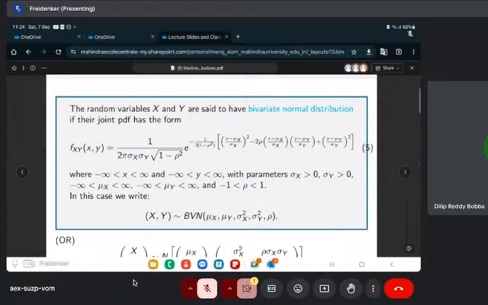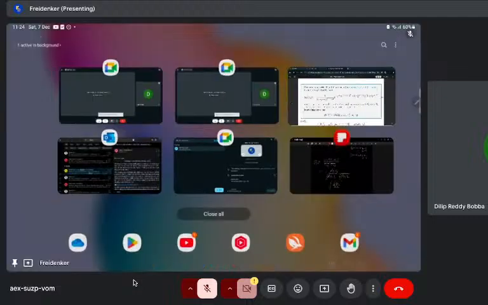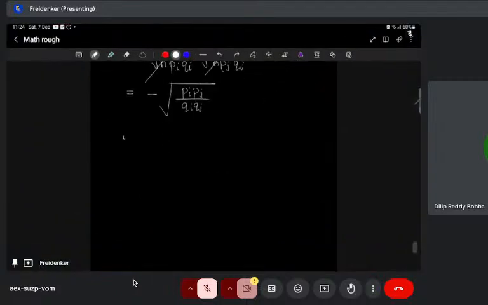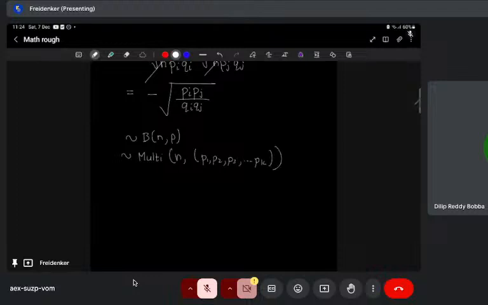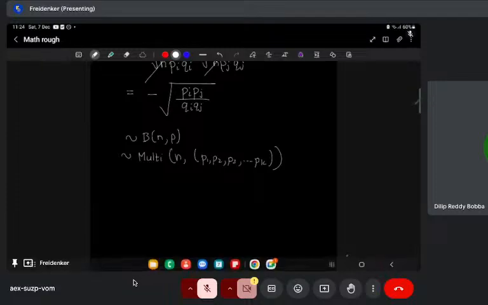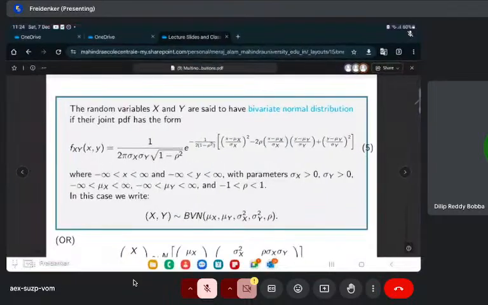How many parameters does multinomial have? Binomial has n and p, but multinomial has n, and then p1, p2, p3, and so on till pk. So it's like a vector, or else you can treat them as individual parameters. It doesn't matter. So you have five parameters. Okay, fine. This is BVN.